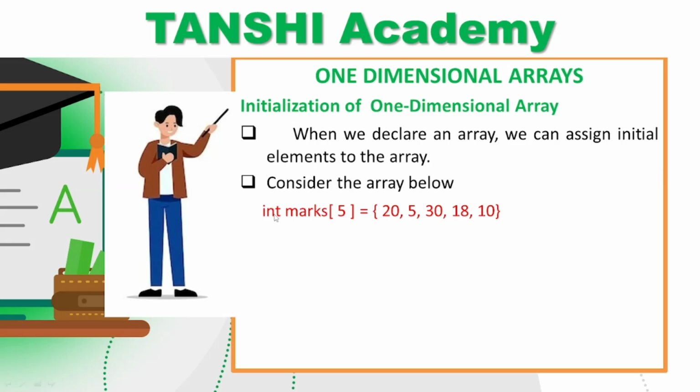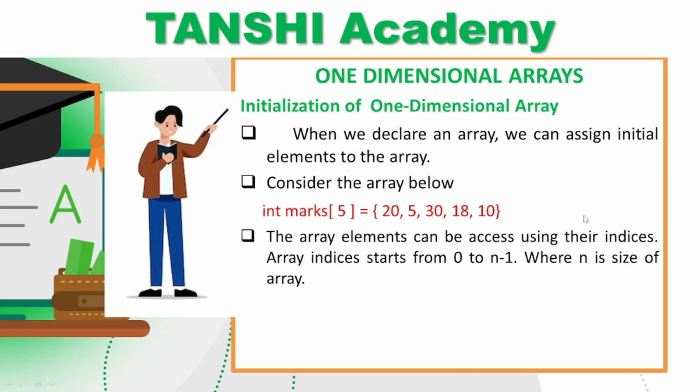So we have the data type, the array name, the size, and the values. So let's see how. Now the array elements can be accessed using their indices. Array indices start from 0 to n minus 1, where n is the size of the array. So if the size of your array is 10, the last index of your array will be 9, which is 10 minus 1, because the array indices start from 0, not from 1. So to determine the last index of your array is n minus 1, where n is the size of the array.